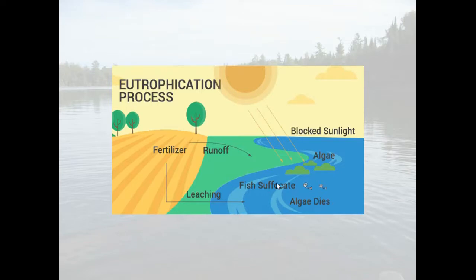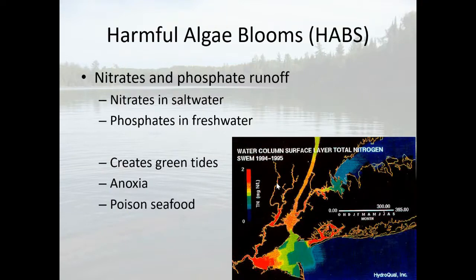So the way eutrophication happens is nutrients enter the water. It can run off across the surface, or it can soak into the ground and enter through the base of the lake or river, and that would be called leaching. And it causes algae, and fish suffocate, and plus the algae die. We often call them harmful algae blooms.